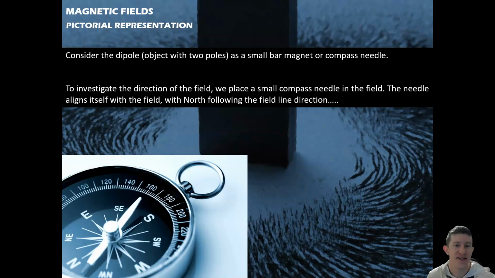If we want to investigate the direction of the field, we place a small compass needle in that field, and the needle aligns itself with the field, with the north following the field line direction.